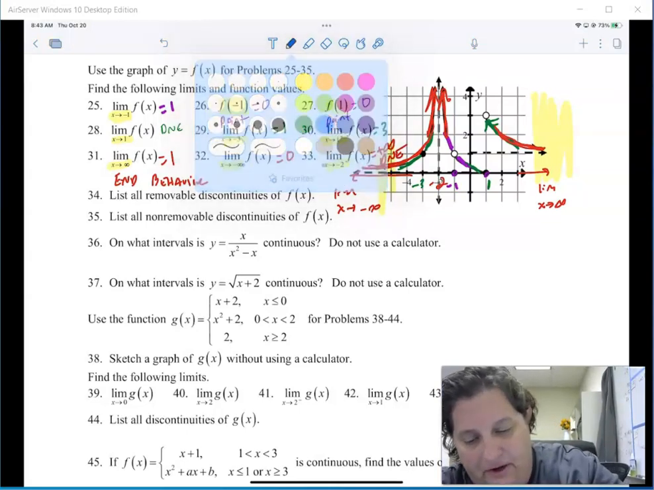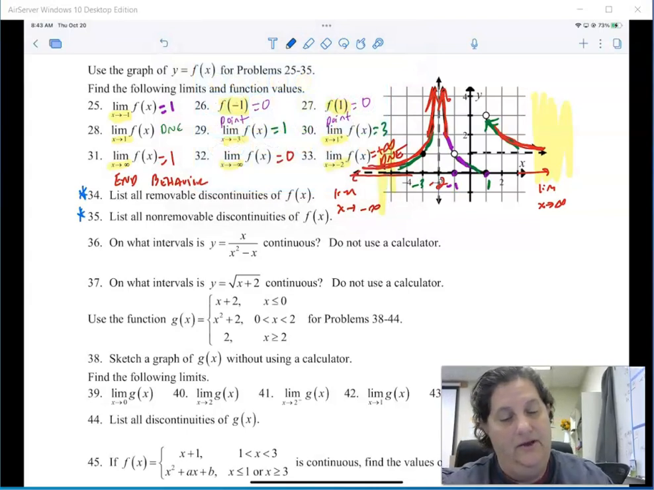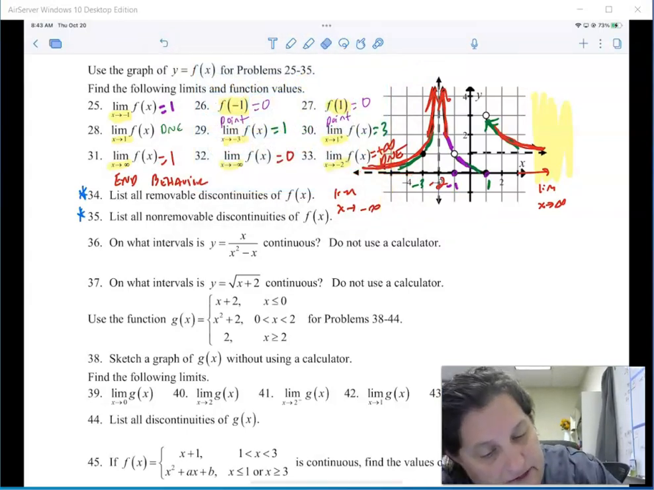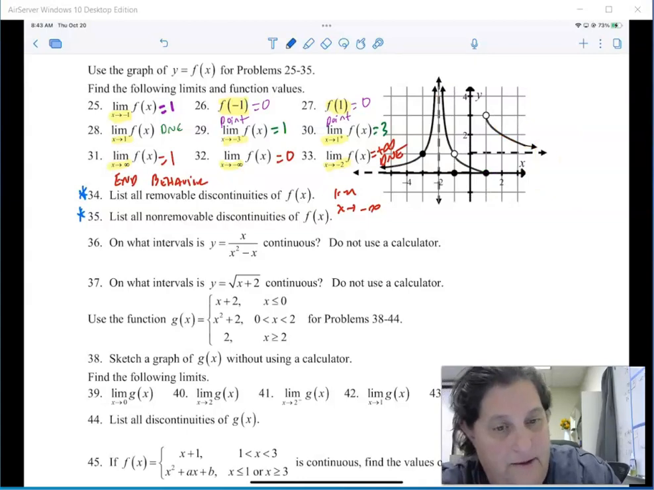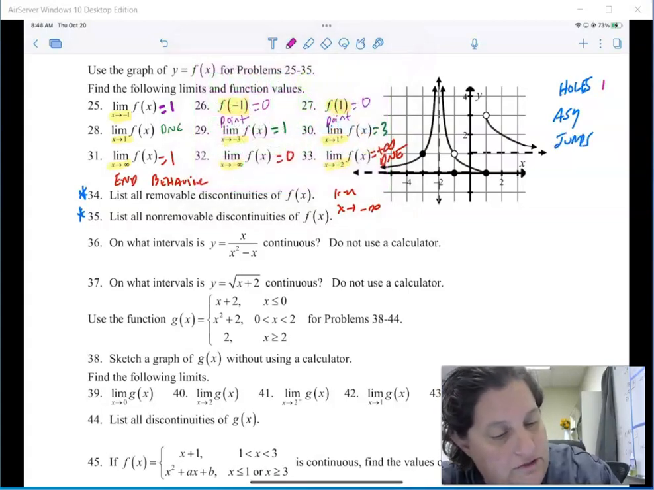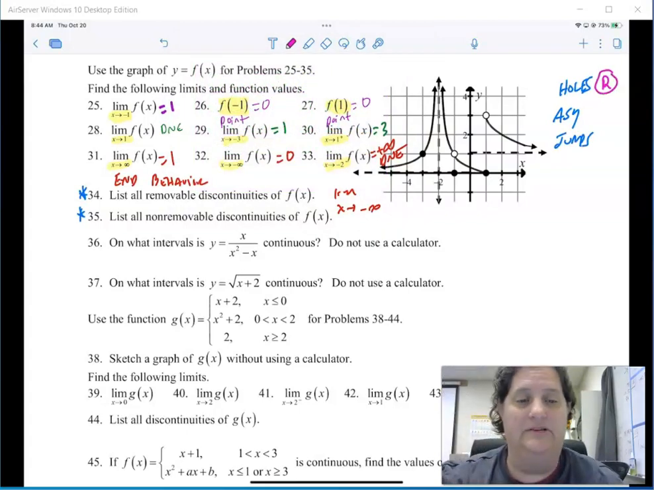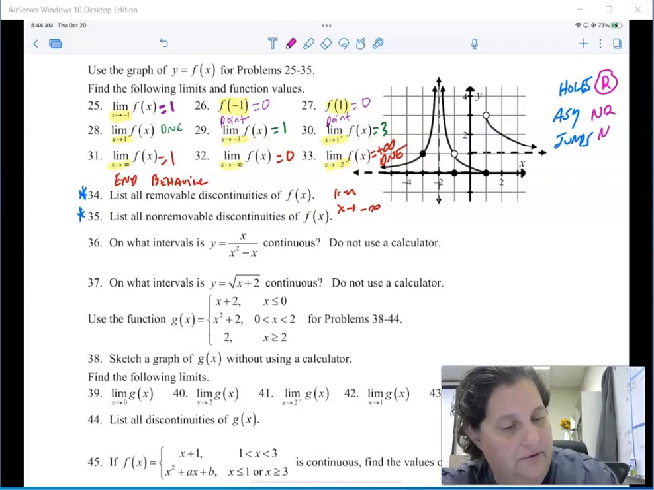Now, this next part's a little bit tricky, but there is a question like this on your test. All right. So first of all, let me kind of erase this information on my graph. Let's go through and look. Now, the types of discontinuities that I'm looking for are holes, asymptotes, jumps. Okay? And holes are the only ones that are removable, because if I fill in that hole, it's continuous. These are not removable.